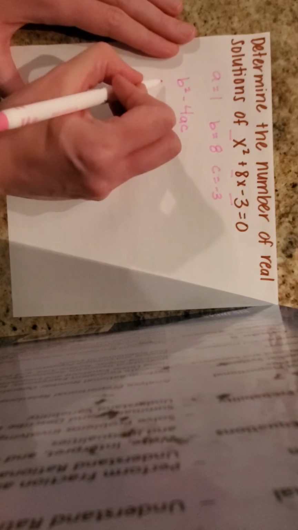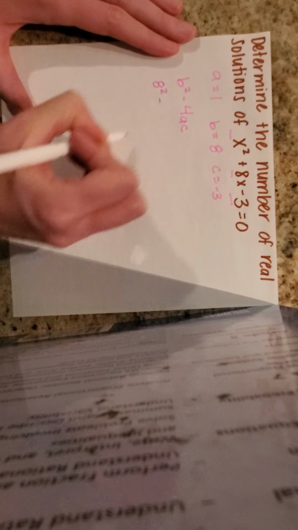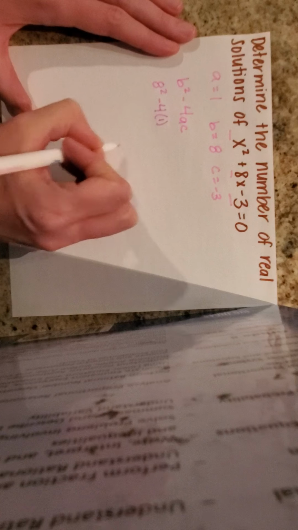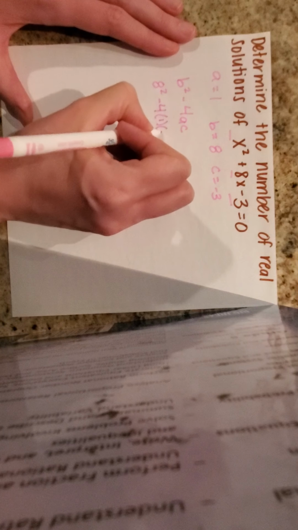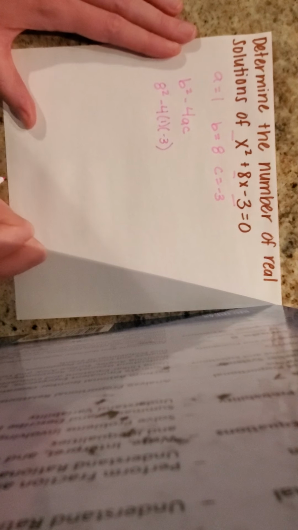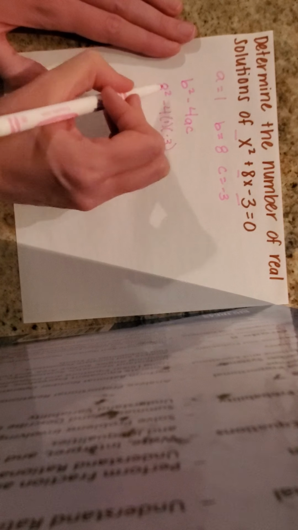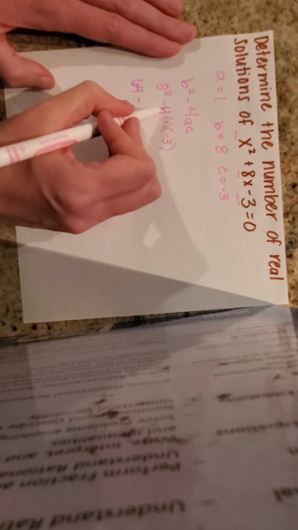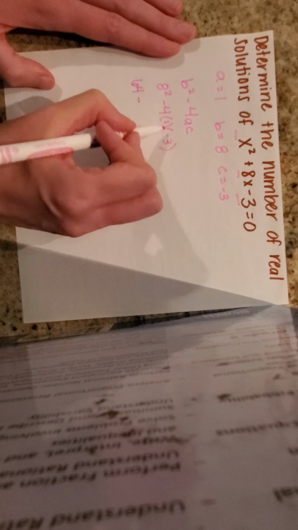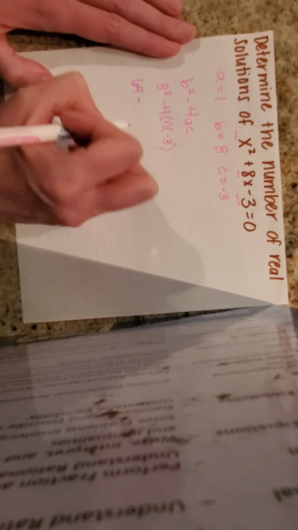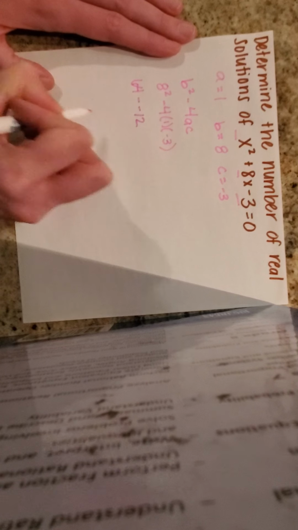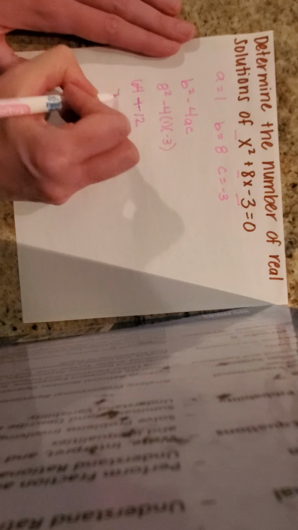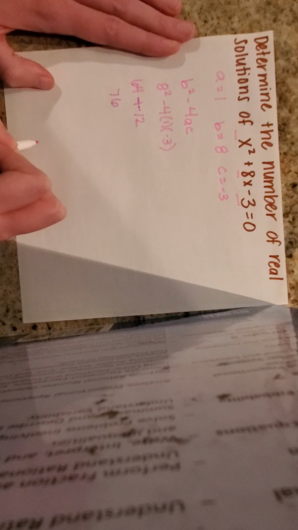So b is 8, so I have 8 squared minus 4 times a is 1 times c is a negative 3. And then let's simplify that. 8 squared is 64 minus 4 times 1 is 4 times negative 3 is a negative 12. So you have minus a negative 12 or plus 12, which is going to give you 76 as your answer.